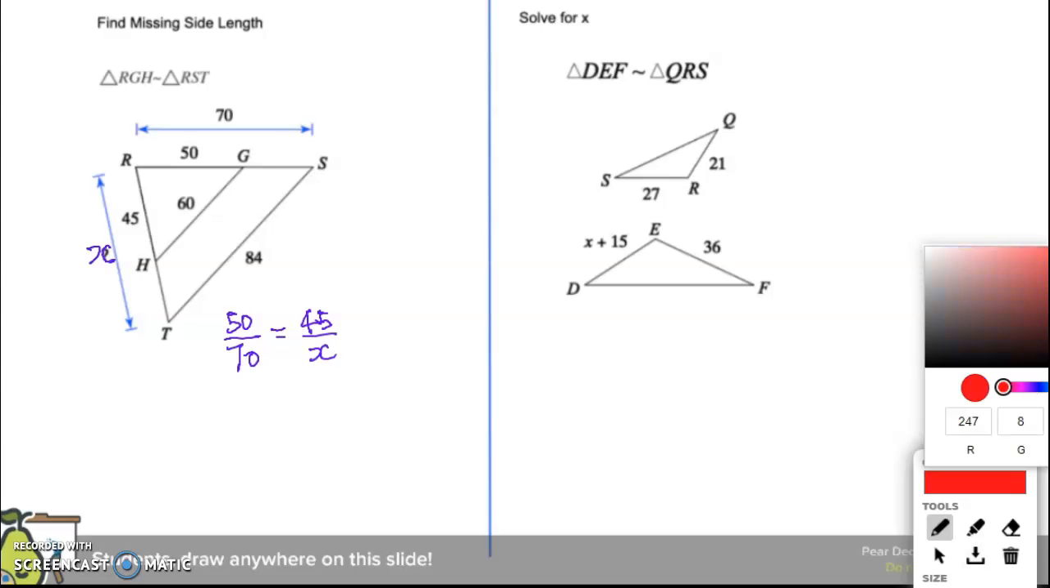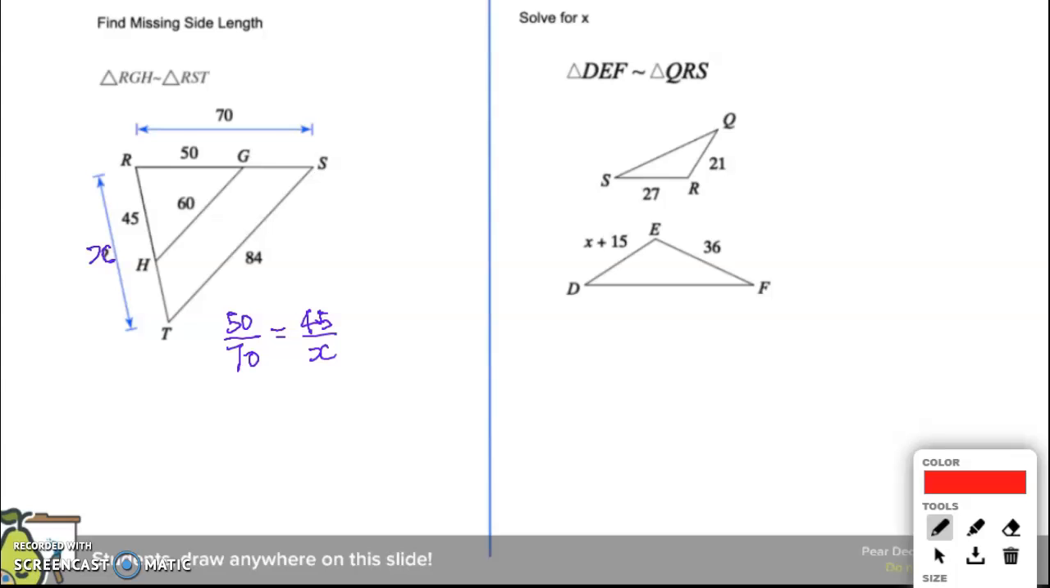So from here, what do we do? We can cross multiply, because we have one fraction being equal to another fraction. So that becomes 50x is equal to 70 times 45. Actually, we should have canceled the zeros out first just to make our math a little easier. So that means 5x, well, we can actually divide both sides by 5 here.